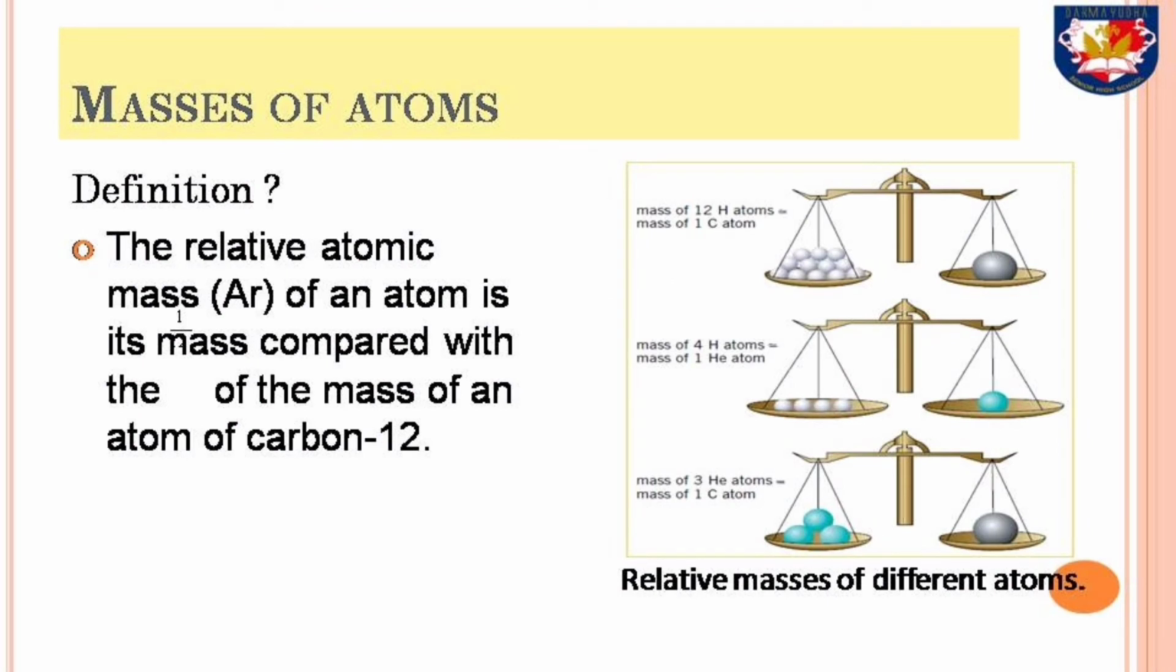The actual mass of an atom is very small, so it is more convenient to describe the mass of an atom by comparing its mass with another atom. The standard atom used to measure the mass of atoms is carbon 12. So, the relative atomic mass of an atom is the mass of the atom compared to the mass of a carbon 12 atom.